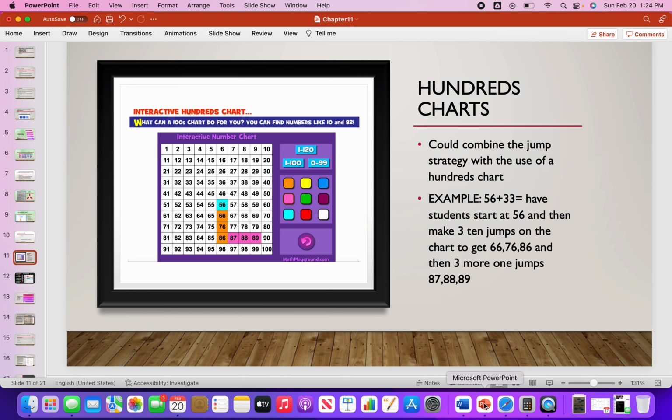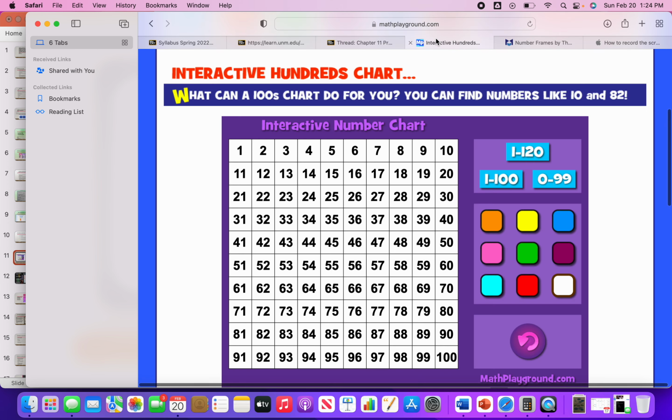This was a really, really cool website where you are able to use the hundreds chart in an interactive way. So say you needed to do 45 minus 11. So we could go back 10 to get to 35, and then go back 1 to get to 34 using the jump method. And we have our answer, 34. Back to the presentation.